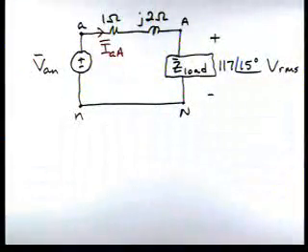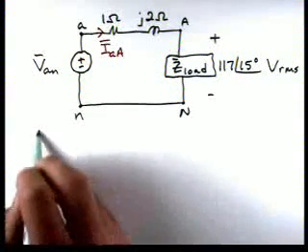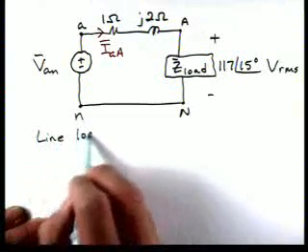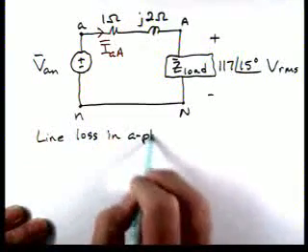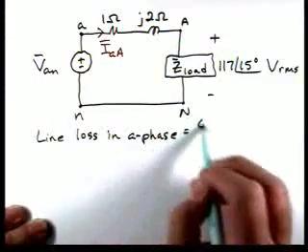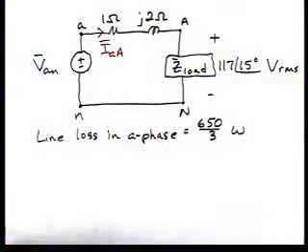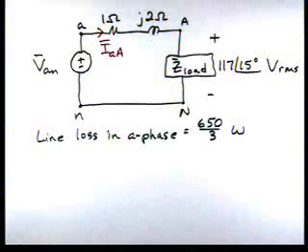We have Z load. We know the voltage across Z load. And there's a line impedance. Now, one thing we'll note, line loss in the A phase is going to be 1/3 of the 650 watts. So we were given the total power is 650, and in this diagram, only 1/3 of that is dissipated in the A phase.